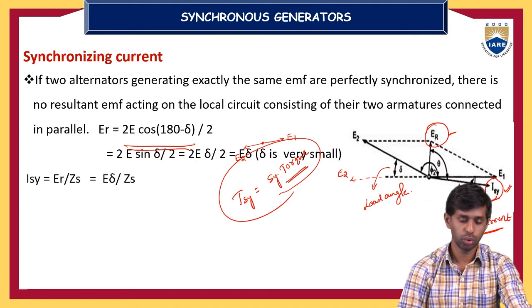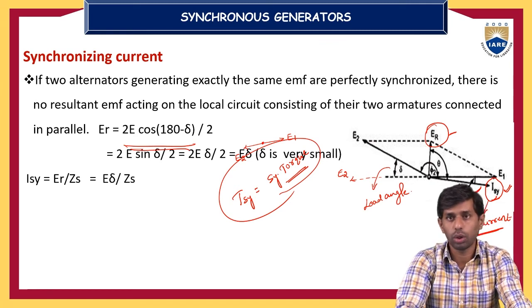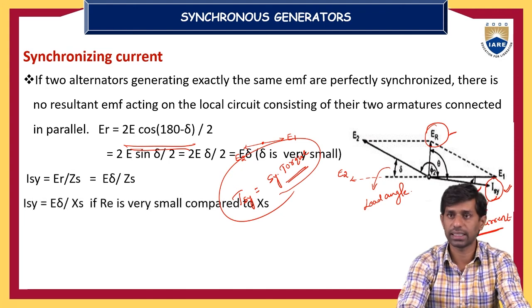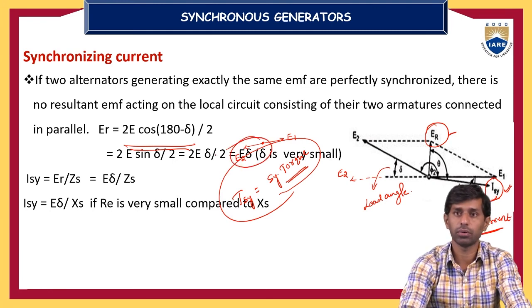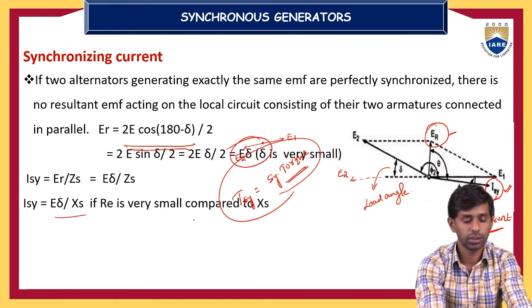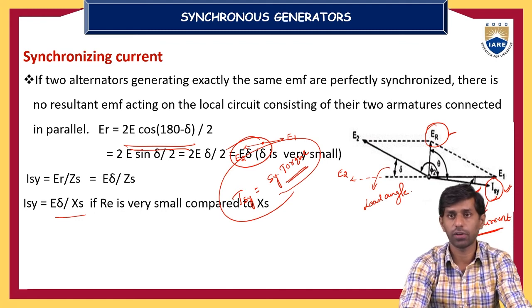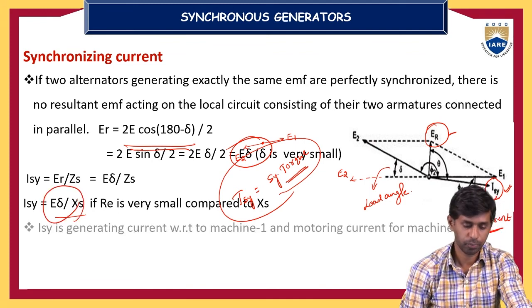See here, 2 sine del by 2, that is del by 2 if del is very very small, and the synchronizing current we know is equal to ER by ZS, the synchronous impedance of the alternator. The resultant induced EMF equals E del, so that is E del by ZS. If the resistance of the alternator armature winding is very small compared to the inductive reactance, that is the synchronous reactance of the alternator, you can neglect it, and it is E del by XS.